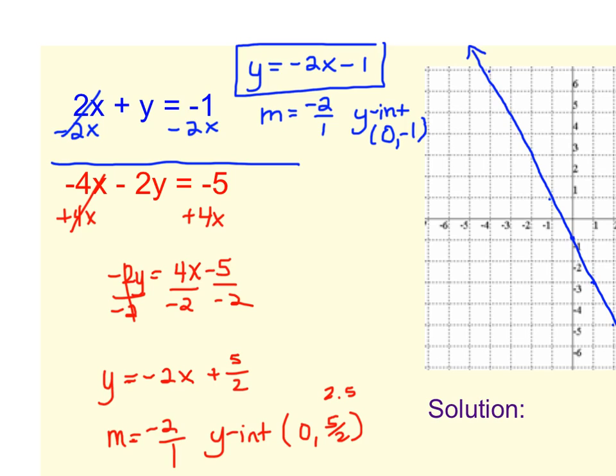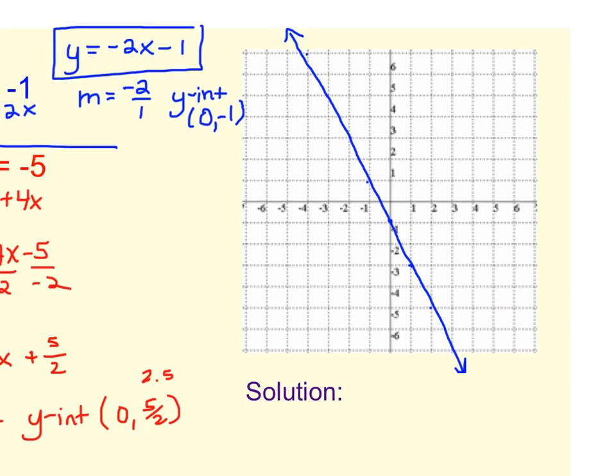One thing you might notice is you have in the top equation a slope of negative 2 and the bottom a slope of negative 2. So these lines have the same slope, which means they're parallel. Because the y-intercepts are different, they're not the same line, so these are parallel lines.